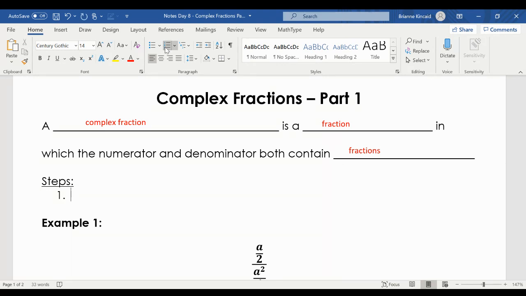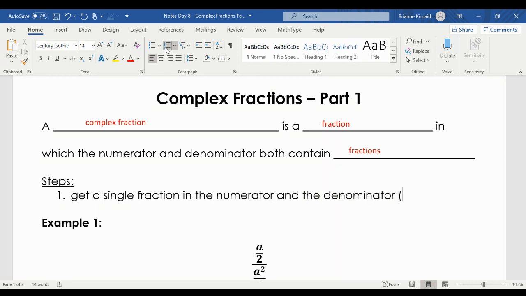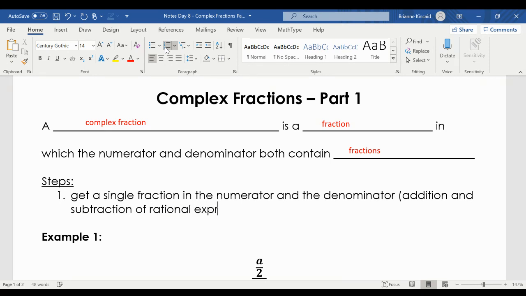The first thing that you're going to want to do is get a single fraction in the numerator and the denominator. This is going to require you to use some properties of addition and subtraction of rational expressions. If you need help with that, remember there are 4 other videos on this YouTube channel, 2 for addition, 1 with common and uncommon denominators, and the same thing with subtraction. So you're going to get a single fraction in the numerator and the denominator.